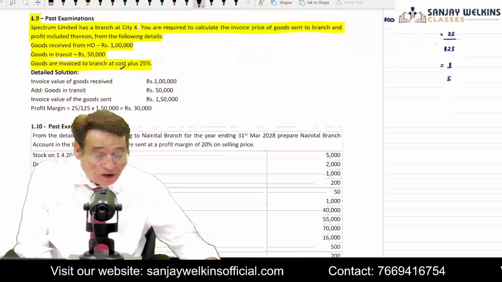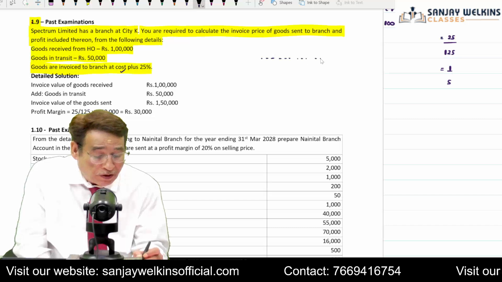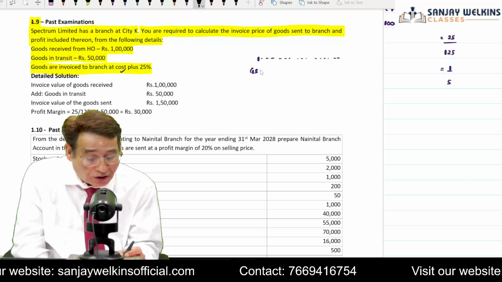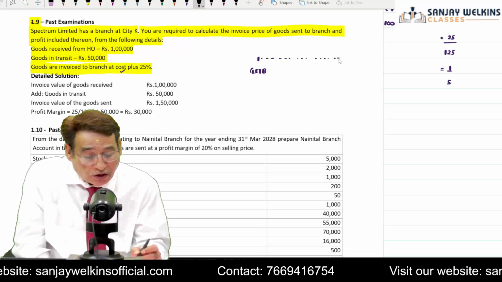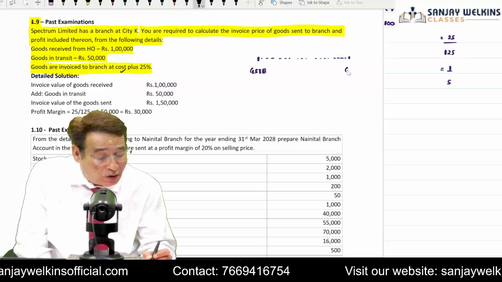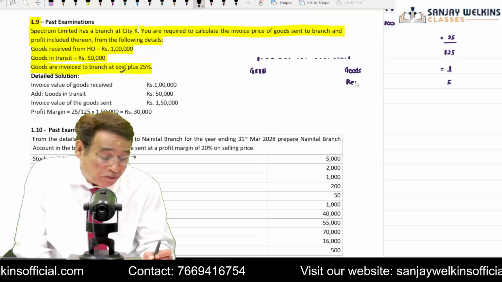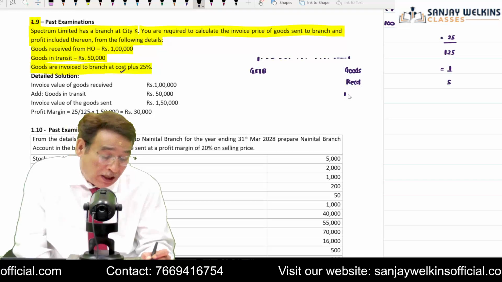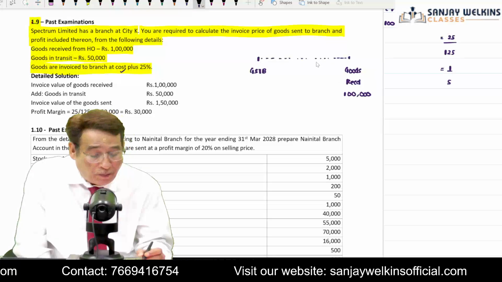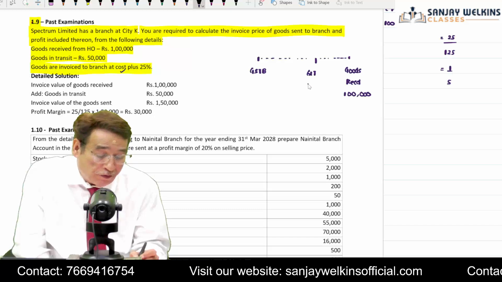Now the second important point is that in this case, the question is asking you to find out the amount of goods sent to branch account. And the question has given you that goods received from head office is given. That means branch has received goods worth rupees 1 lakh. 1 lakh worth of goods have already been received by the branch, and it is also stated in the question that goods in transit is equal to 50,000.